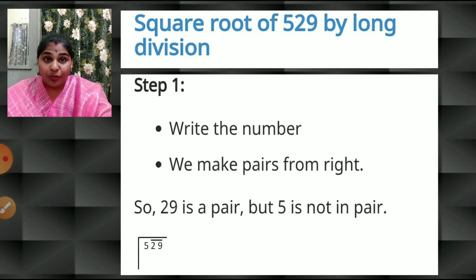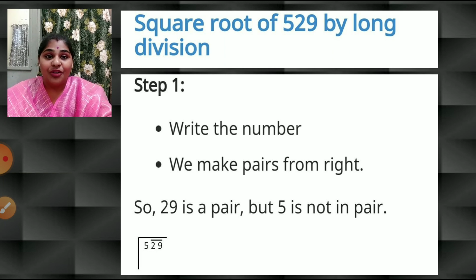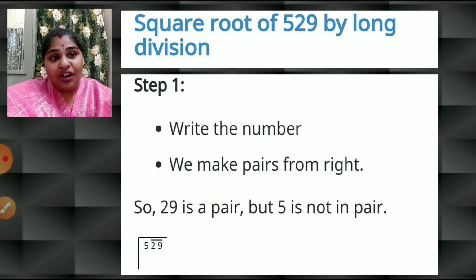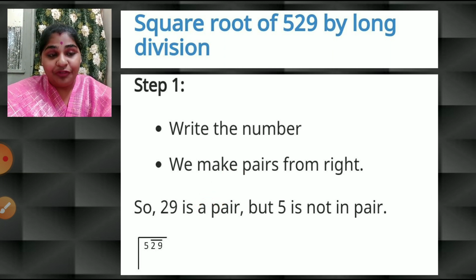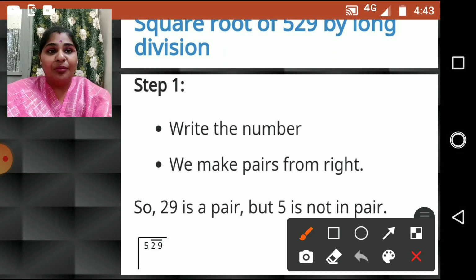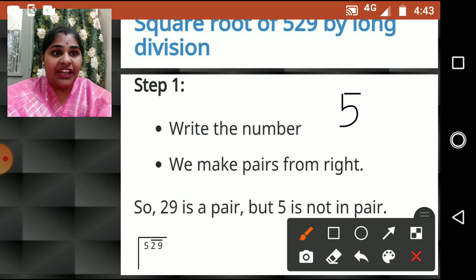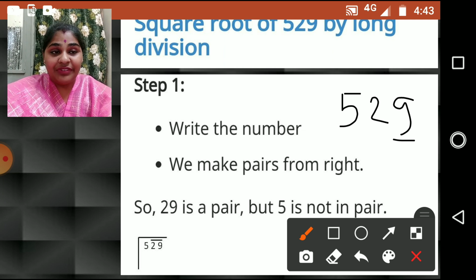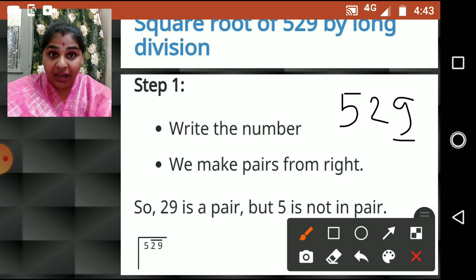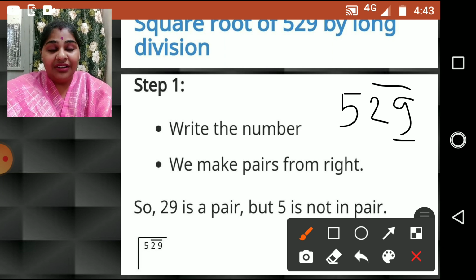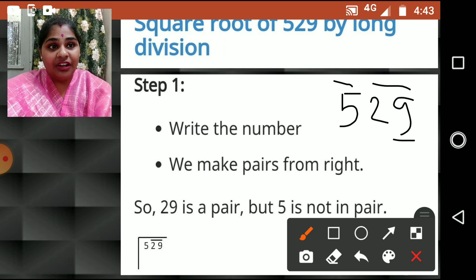So this is step 1 of what you are going to do. First write the number, and how to write it is shown here, children. You can see at the bottom. Now we will start making pairs from the right side, that is the ones place. So here the number is 529. From the ones place we will start pairing, and you will put a bar on the numbers. This is the first pair, and here the 5 is alone, so here one bar.